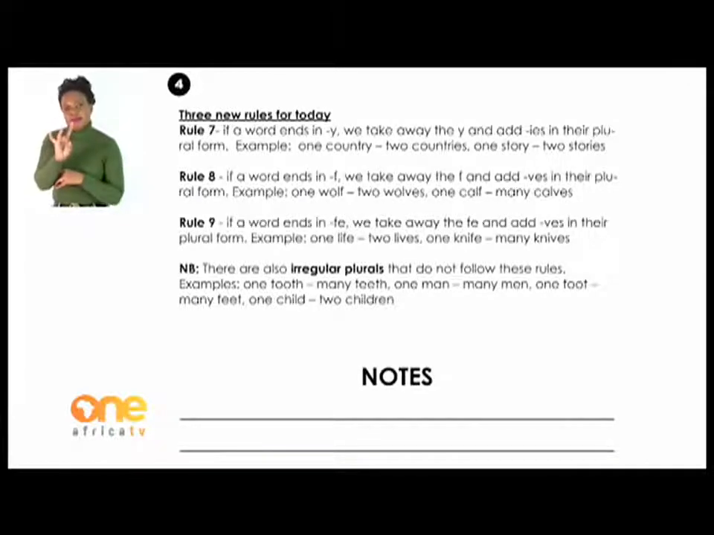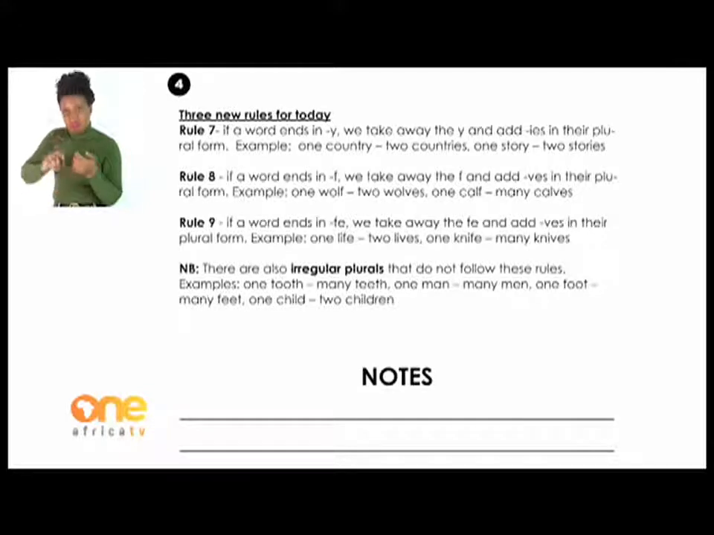If a word ends in F, we take away the F and add VES. Take away, the way you take away the Y. If the word is ending with an F, remove, throw away the F, but replace it with the VES. Let's look at the examples. Example number 1 is wolf. It's ending with F. When there are many wolves, we have replaced F. F is no longer there. We replaced it with VES. Calf, calves.